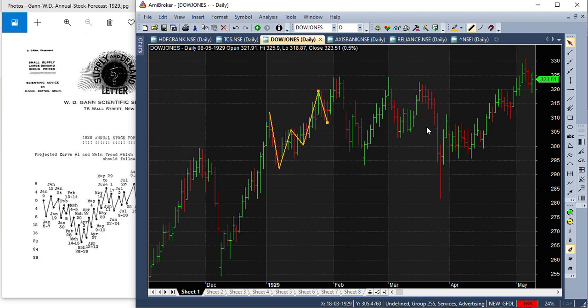Then February 4th is the high, and we have a high on 5th. Then February 8th is the low. We have a low on 8th. Then February 13th or 14th he forecasted as it will be the high, and we have a high on 13th.